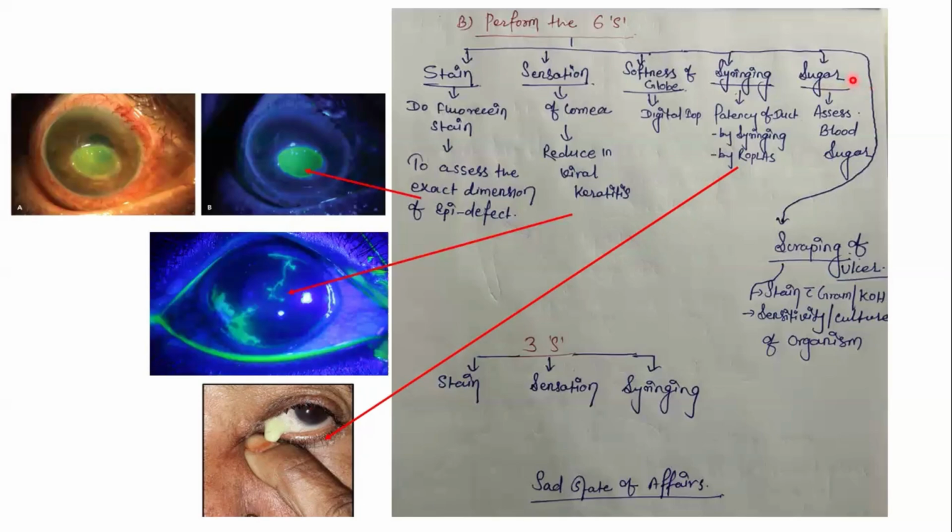And then the fifth is to check the sugar level. So always assess the blood sugar level. If there is a high blood sugar level, then that will also delay the healing process of the corneal ulcer.